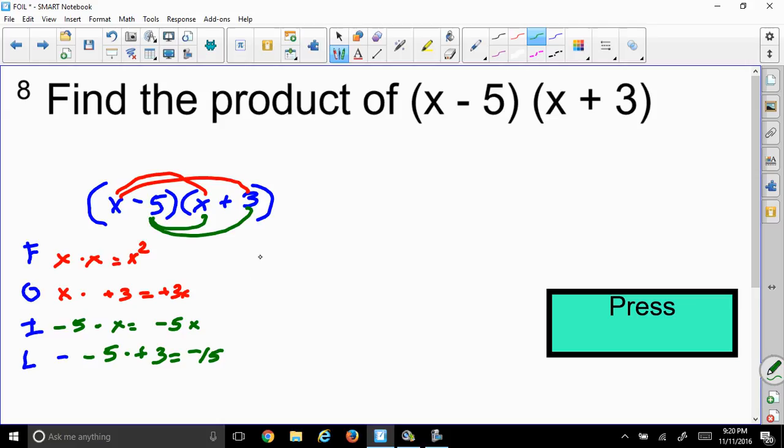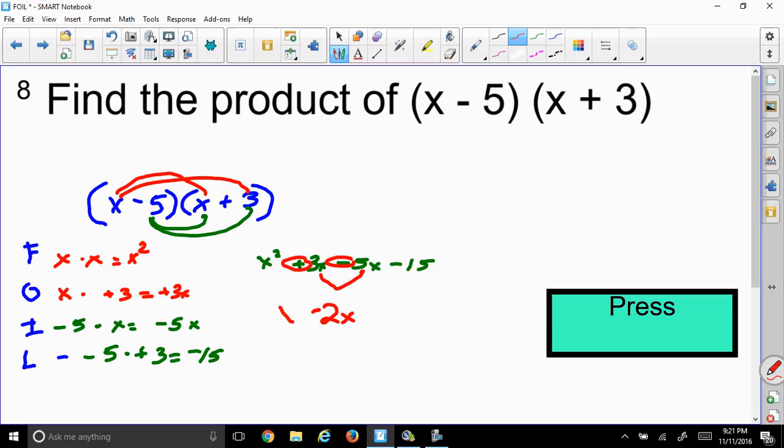So our answer is going to look like x squared, the first term, plus 3x, the outer term, minus 5x, the inner term, and the negative 15, the last term. But there are common like terms here, these inner and outer. We have to combine them together. Now you remember, when the signs are different, that's a positive and that's a negative, you cannot add them. So you have to subtract 5 minus 3. That'll give you 2. And don't forget the x. And choose the sign of the larger digit, which is the negative sign in this case. 5 is the larger digit, so we'll make it a negative.